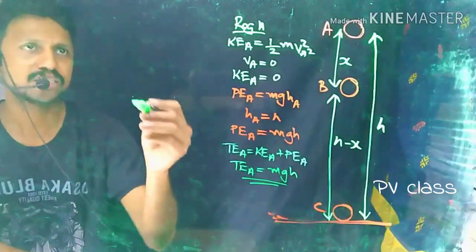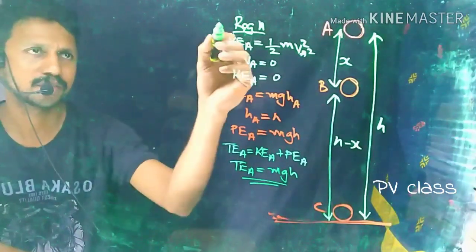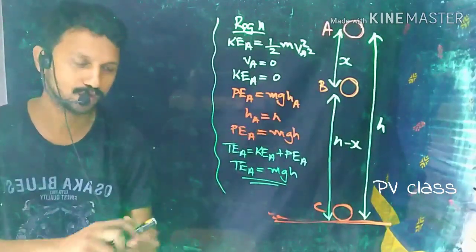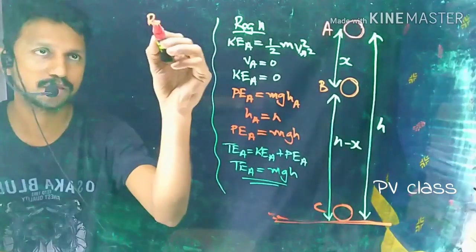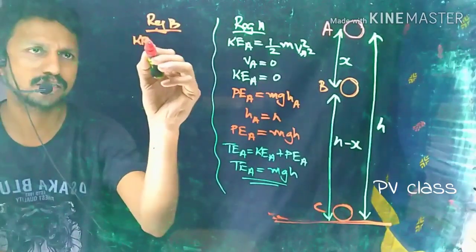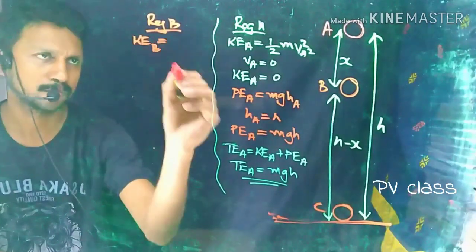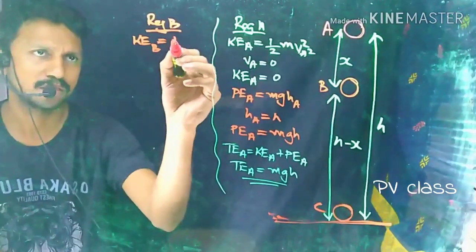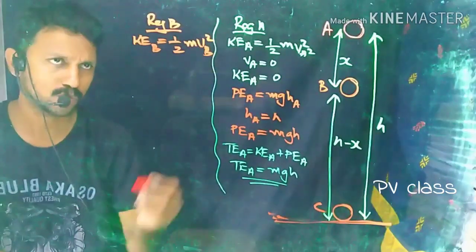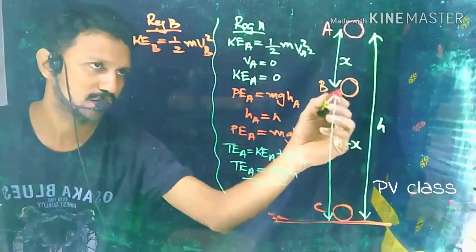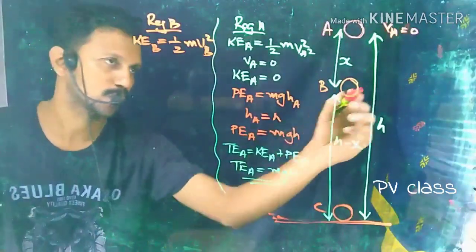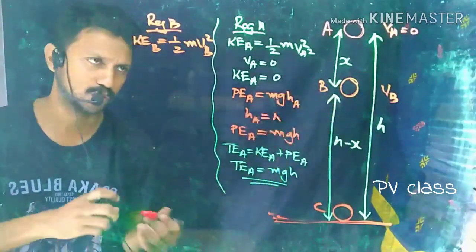Then next we are finding out the other situation, that is the region B situation. We are going to talk about the region B. Initially, let's find out the kinetic energy at region B. As we have written over here, it is half m Vb square. What's Vb? Vb is the velocity at the region B. The velocity at region A is 0. The velocity at region B is not 0.